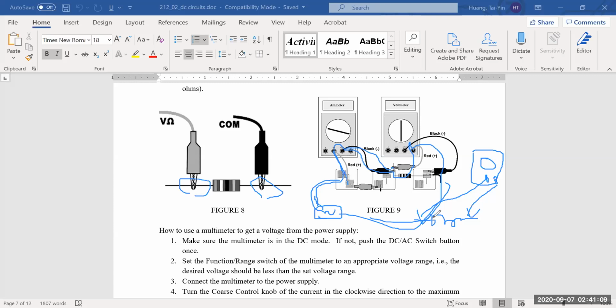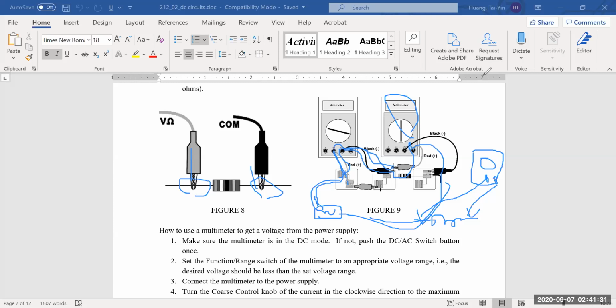Okay, so whenever you want to use a voltmeter as an ammeter, or if you have an ammeter, you just have to break the circuit and insert the ammeter in the circuit, so that your ammeter becomes part of the circuit. Now for the voltmeter, you can see that it is kind of independent of the circuit. It's actually just clipped on the leads.